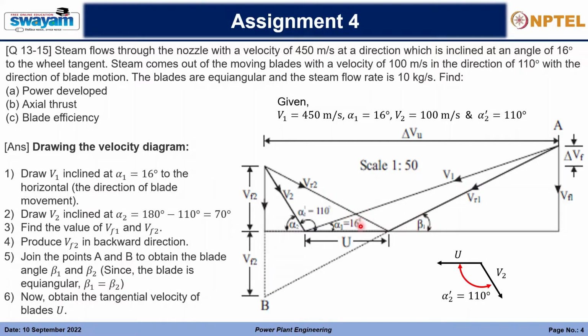So if this is beta 1, this is also beta 1, if we produce vf2 the same length in the opposite direction. So this length we have drawn from this point to this point is equal to this. Then this triangle will be exactly the same as this triangle, and this angle will be equal to this angle. Similarly, this angle and this angle will be vertically opposite angles, right? So we have created a triangle such that this angle is now equal to this angle. Hence if we join these 2 points, this will be our VR1.